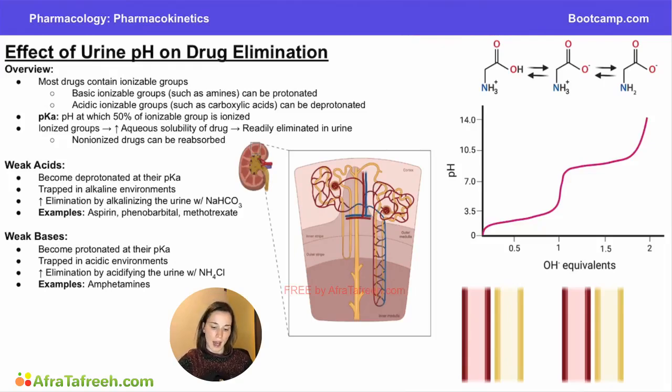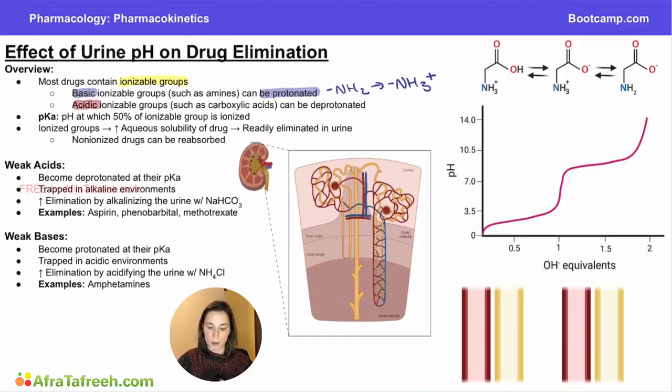Many drugs contain ionizable groups, which means they can either accept or lose a proton to become charged. Basic ionizable groups can gain a proton in order to become charged. So for example, basic amine groups in their uncharged state have the formula NH2, but in an acidic enough environment, they can become protonated to have the formula NH3 with a positive charge.